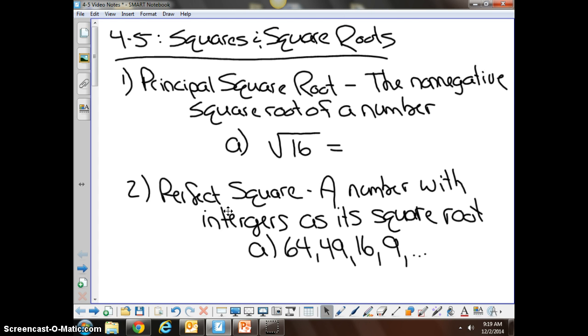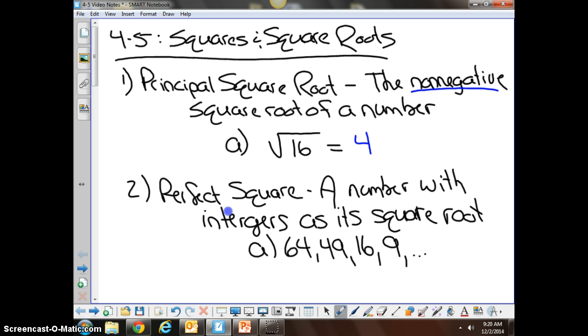Not the Mr. Washington square root, but the principal square root. The definition would be the non-negative square root of a number. So if we look at an example like letter A for number 1 here, and we have the square root of 16, I think you guys are familiar enough with square roots where I don't have to really go into what a square root is, but we know that the square root of 16 would be 4. And if it's the principal square root of 16, it is going to be a positive 4 because, again, the non-negative square root of a number is the principal square root.